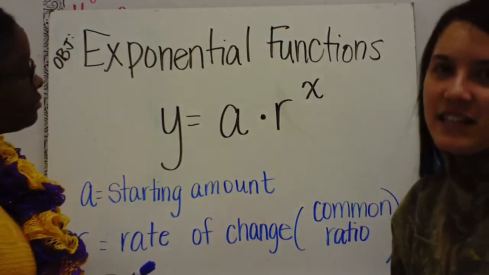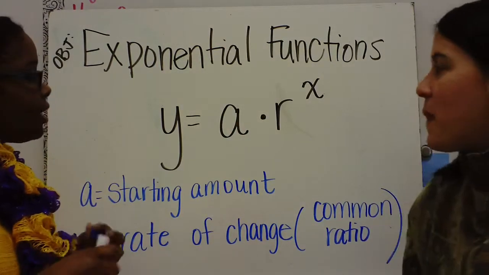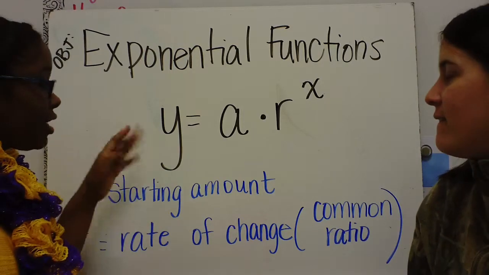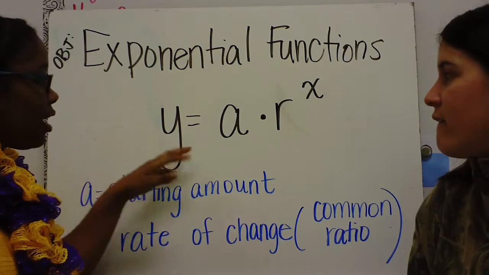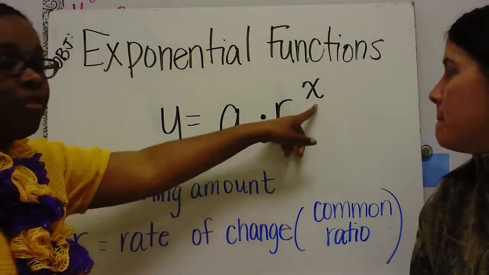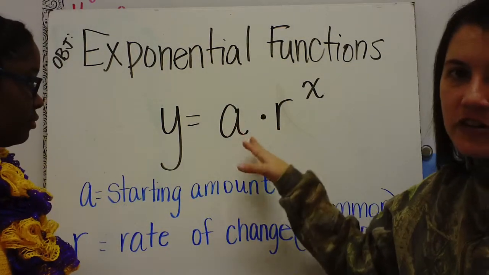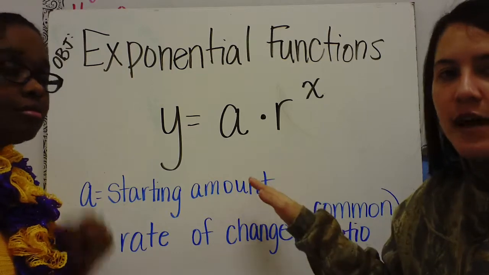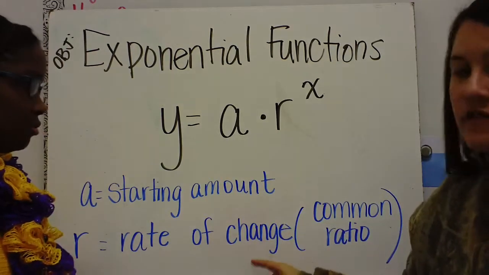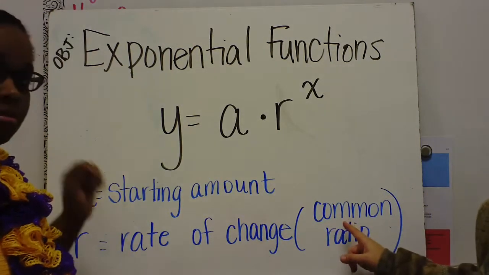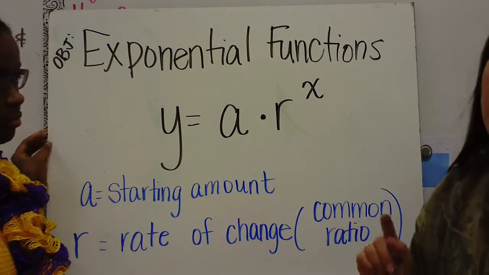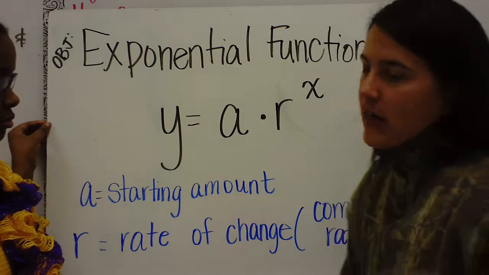Today's objective is exponential functions. Our equation for exponential functions, we're going to talk about it later, is y equals a times r raised to the x power. And a is your starting amount, your initial amount. We've been talking about what your initial amount is. And r is your rate of change, basically that common ratio that we have been discussing when we're talking about exponential functions in class.